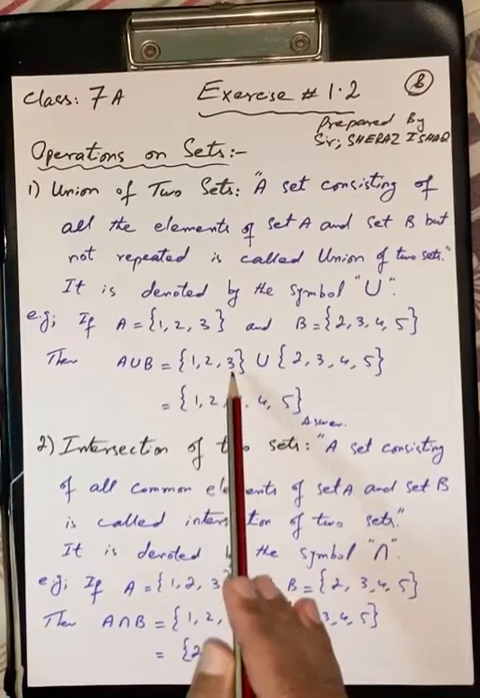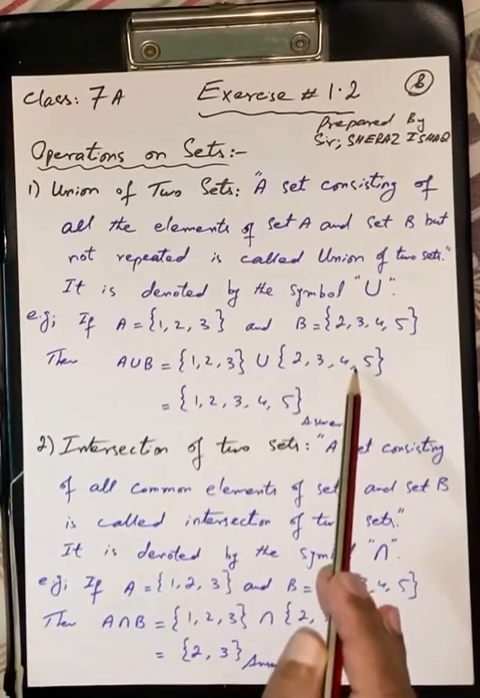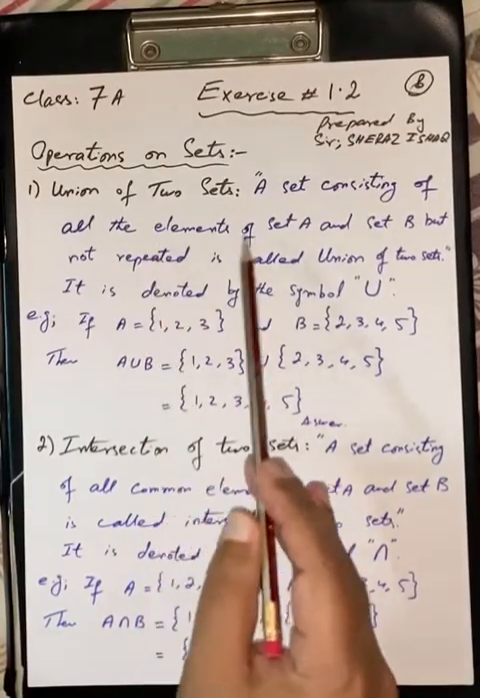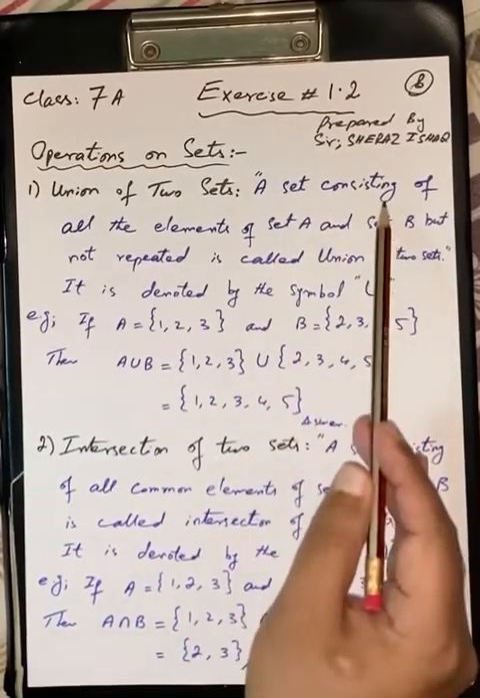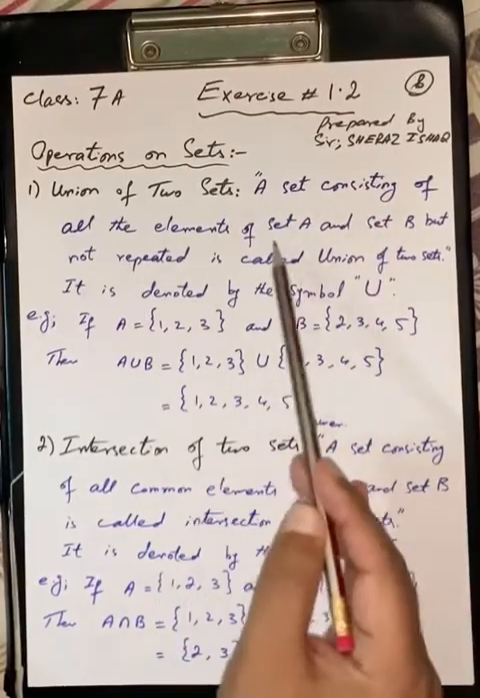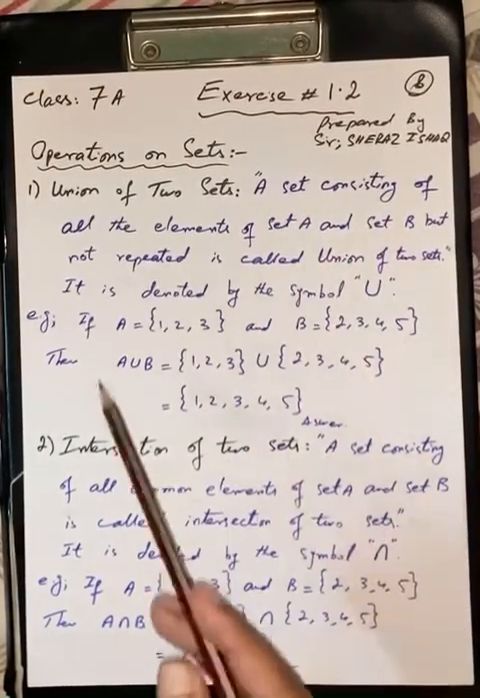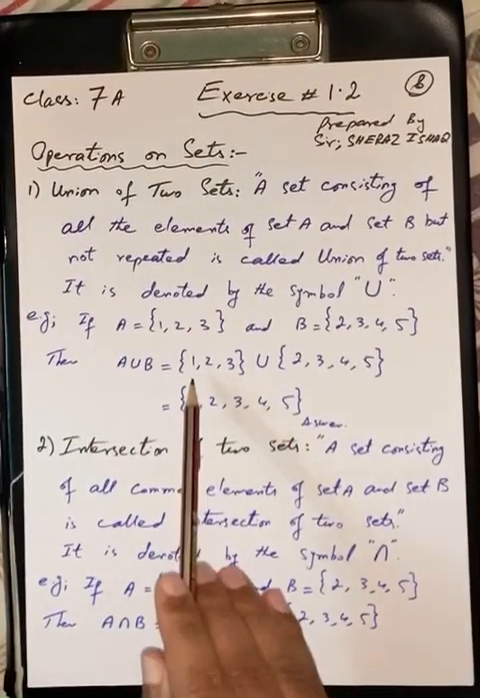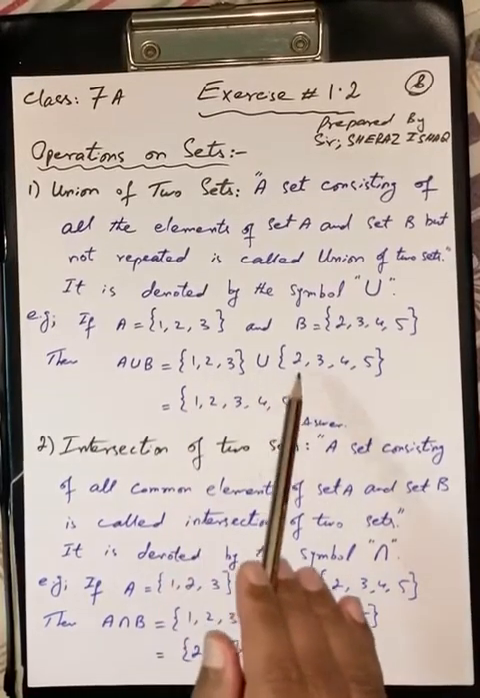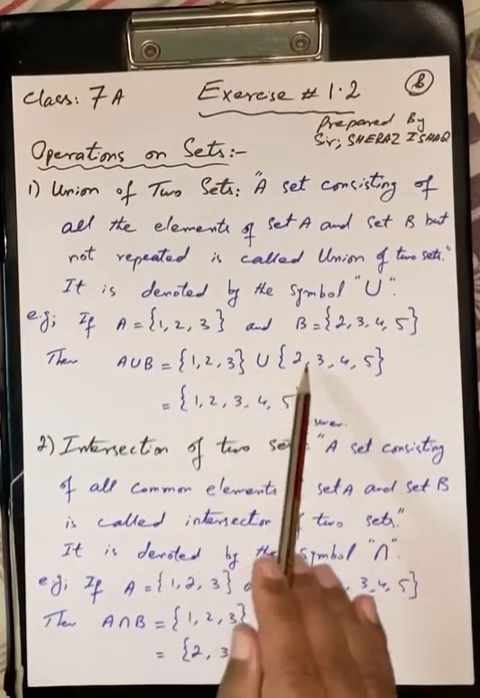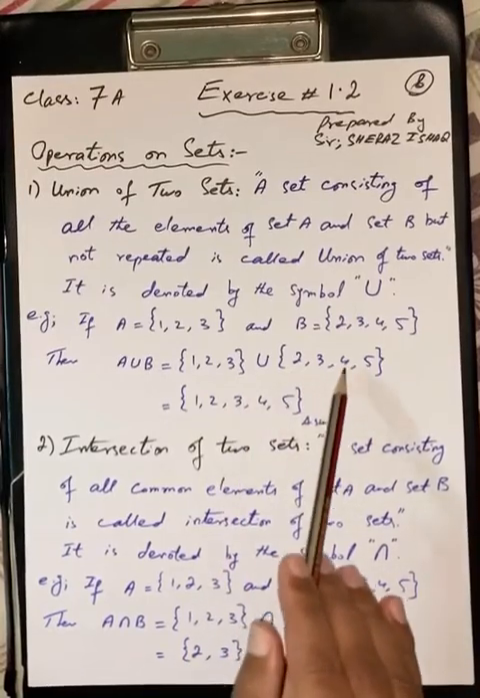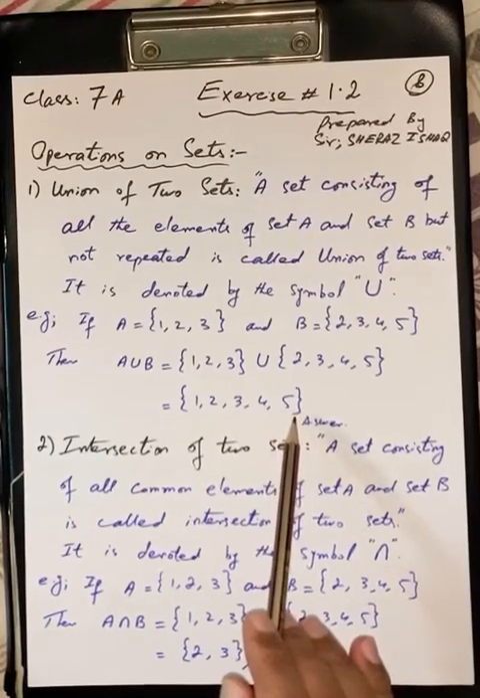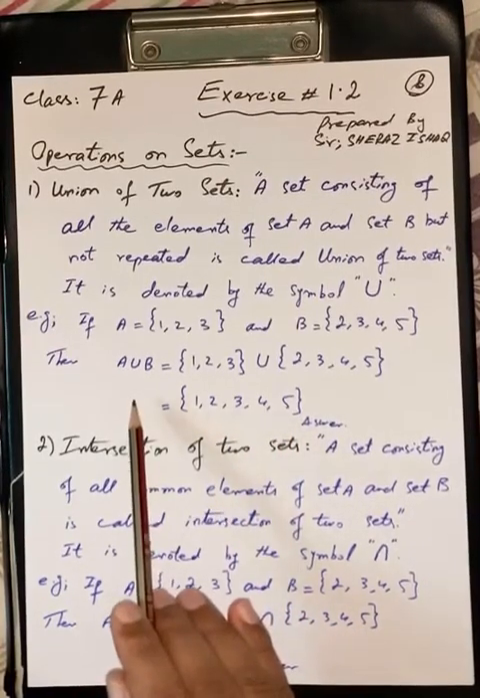First we write set A's elements, union set B's elements. Union means, as in the definition, we take all the elements of A and B both, but not repeated. So I write 1, then 2 comes two times, we write it once, 3 comes two times, we write it once, and 4 and 5 we take from the other set. So {1, 2, 3, 4, 5} is A union B.